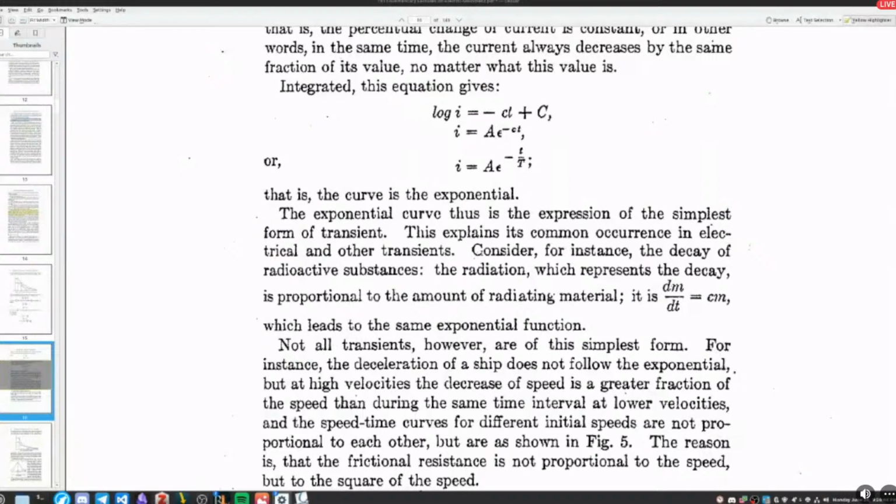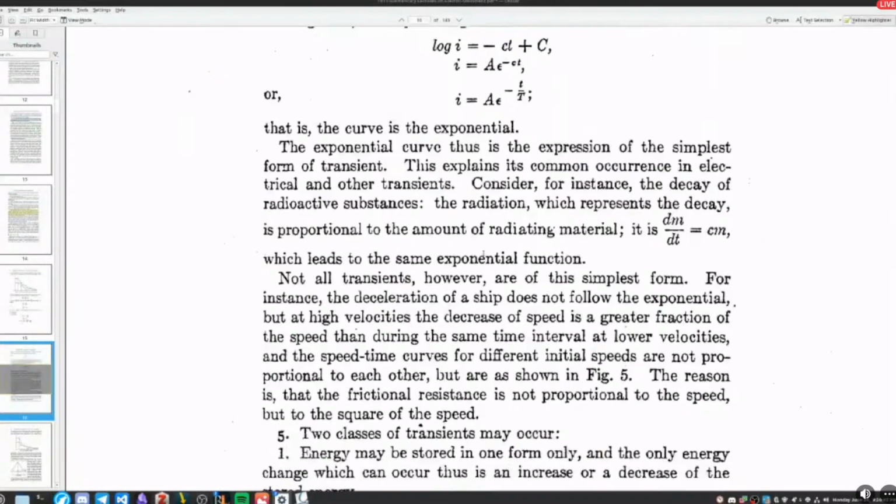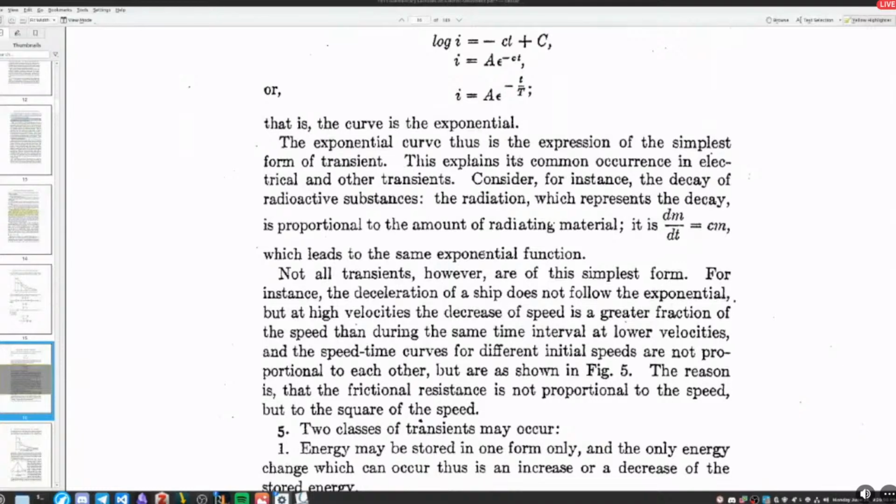Consider, for instance, the decay of radioactive substances. The radiation, which represents the decay, is proportional to the amount of radiating material. It is dm over dt equals cm.